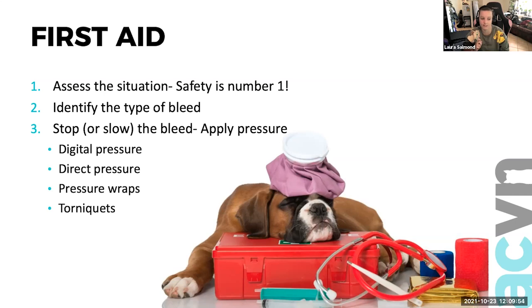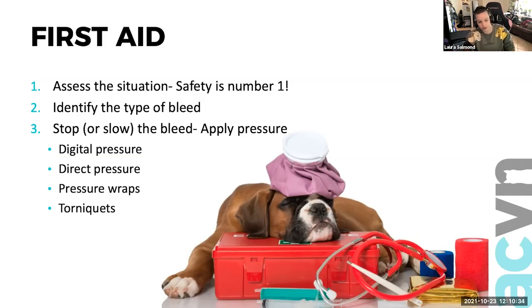So then we look at direct pressure. Again, that can be direct digital pressure, or we can look at applying pressure with something like a clean towel, a t-shirt, any of those sorts of things that we can use as a bit of a pad to put over the wound, and then we can apply pressure over the top of that. Then there are pressure wraps. These are things like bandages, or as seen on TV, they strip off bits of their shirt and tie them around it and pull it tight. With any of those, you want to apply pressure to the bleeding.